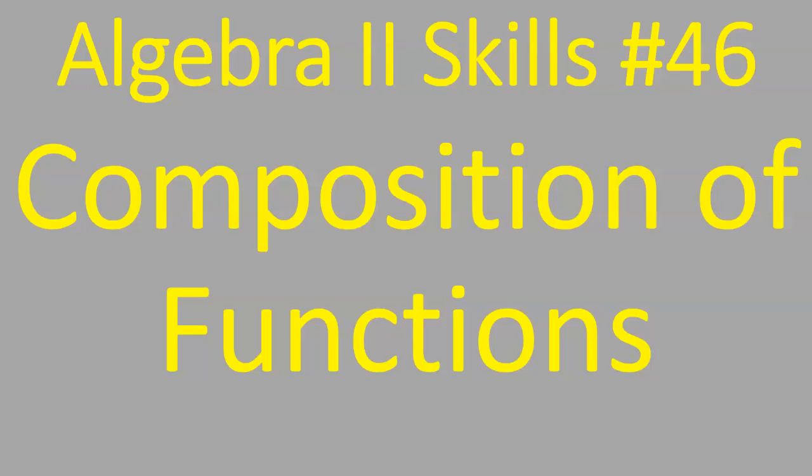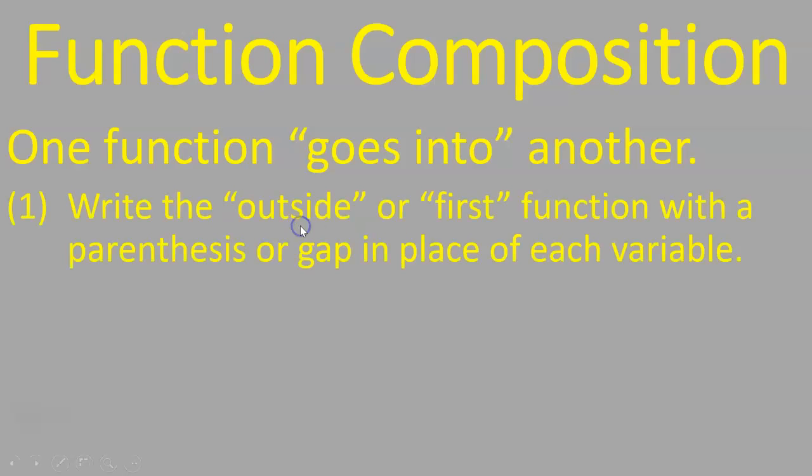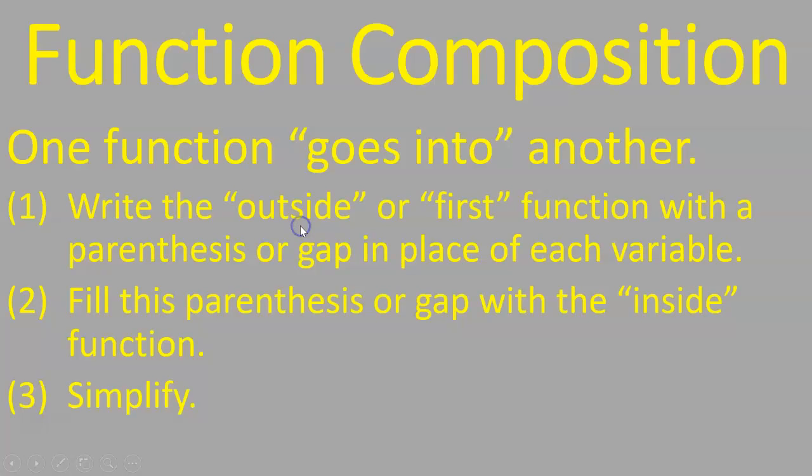Algebra 2 skills number 46, composition of functions. So a composition of functions is when one function kind of goes into another. It's an operation that's specific to functions. And we got 3 steps to it that will make more sense with examples.